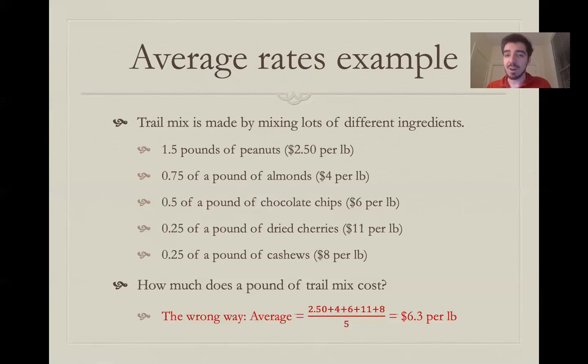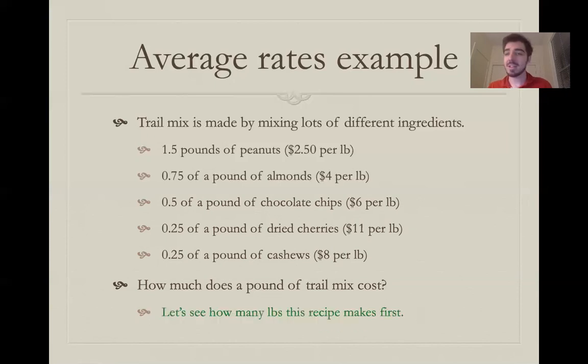The first problem is that, as we'll talk about later with weighted averages, all of these numbers are not equally important. We're putting in 1.5 pounds of peanuts, so a lot of peanuts, and not so many cashews. So it would be weird to average the 2.50 and the 8 as if they were equals in this calculation. The other problem is that if I add all these up, that's the cost of making quite a large batch of trail mix, and I'm trying to figure out the cost of just 1 pound. So for a couple of reasons, this is not going to work.